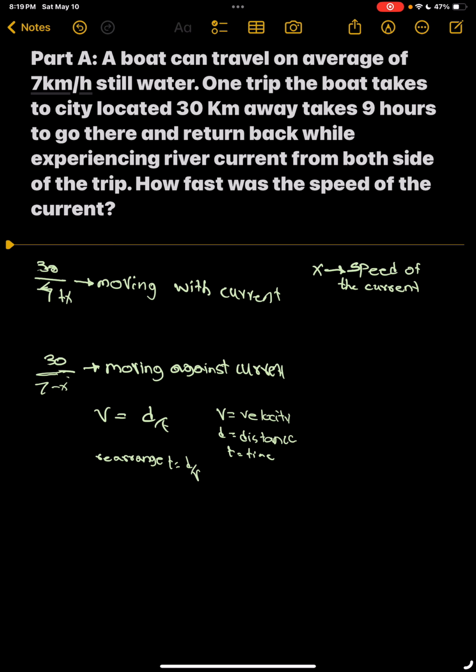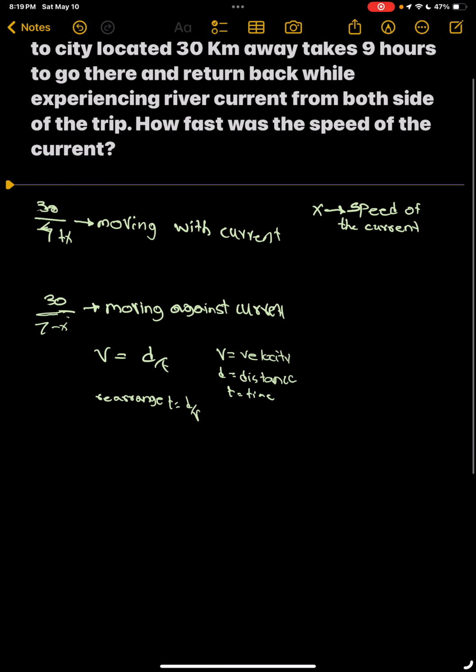Now, obviously, we know that x is the speed of the current because we don't know what the speed is. So here we know that moving with the current is going to be 30 over 7 plus x, and moving against the current will be 30 over 7 minus x. Now we know that velocity is equal to distance over time, but here we're going to have to rearrange it, so it's going to be time equal to distance over velocity.